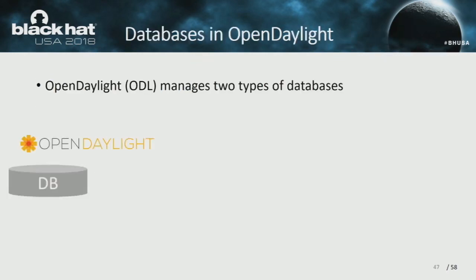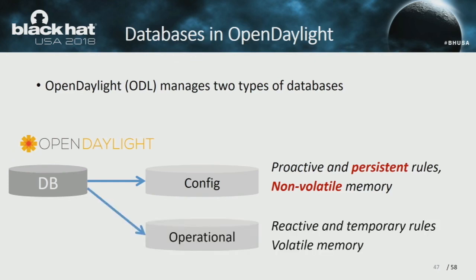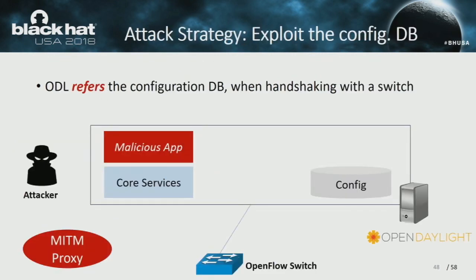And the second attack case targets OpenDaylight, which is typically called ODL. In the case of ODL, it manages two types of databases. The first one is the configuration database, and it can be used for the installation of proactive flow rules that need to be configured before the control channel is established. The installed rules on the configuration DB are permanently preserved, even if the controller or the channel is closed. On the other hand, the installed flow rules on the operator DB are automatically removed after the control channel is shut down. The important point here is that ODL always refers to the configuration DB when handshaking with the switch.